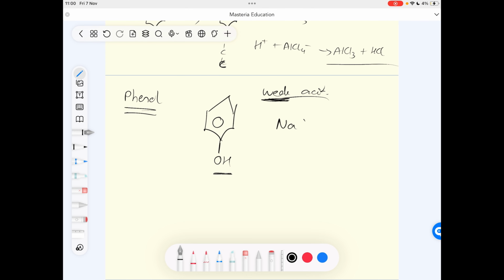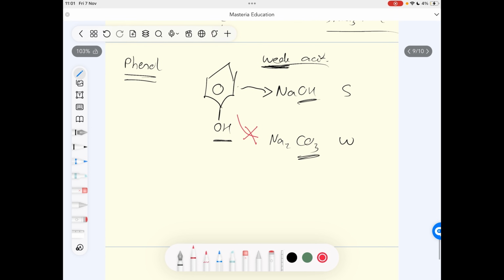What makes a strong base? Well, NaOH is a strong base because it's a hydroxide, whereas Na2CO3, it's a carbonate. This is a much weaker base. This is quite strong, this is quite weak. My phenol will react with this, but it won't react with this.